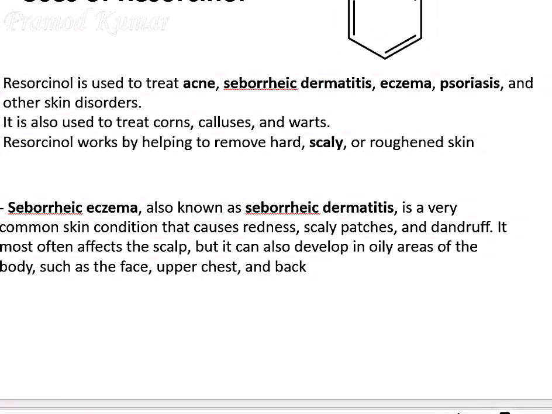So these are the various uses of your phenols. Resorcinol is used for acne, dermatitis, eczema, psoriasis and other skin diseases. It is also used in the treatment of corns and warts, where you see overgrowth in your skin, and for the removal of dead scaly skin.